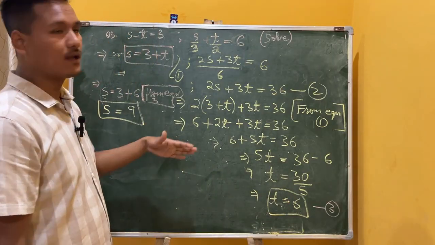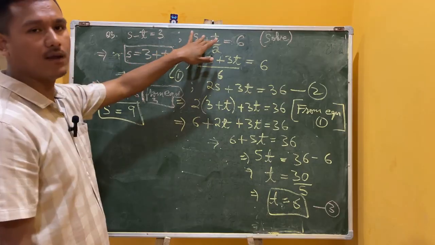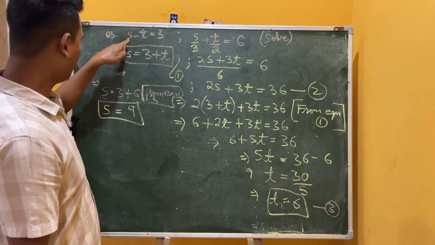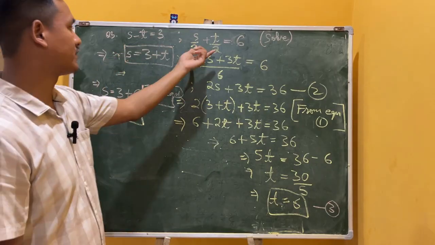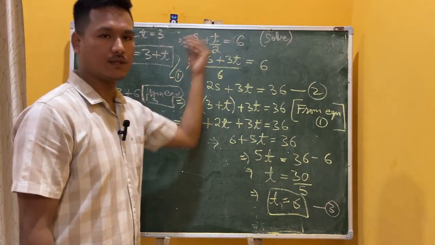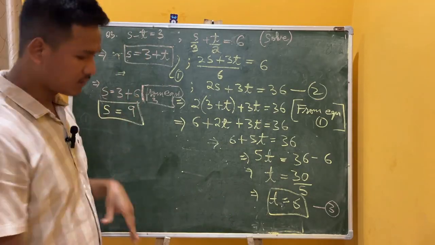You may verify by substituting those values in the main equation. So 9 minus 6 equals to 3. So it's correct. You can try it here also. It's going to come 6. So let's move on to another question.